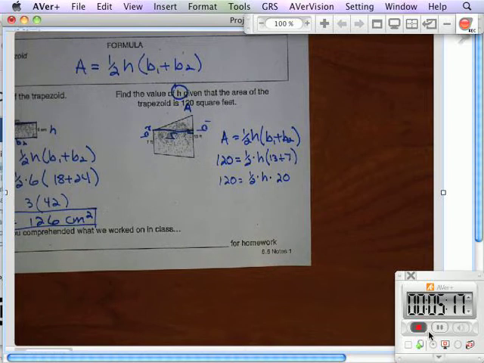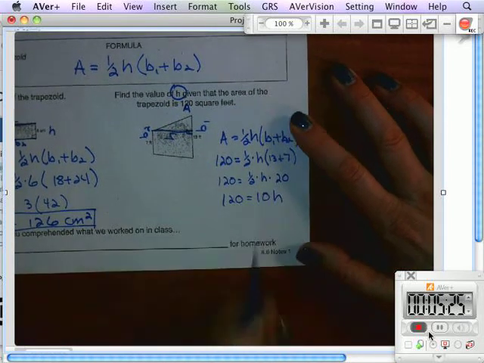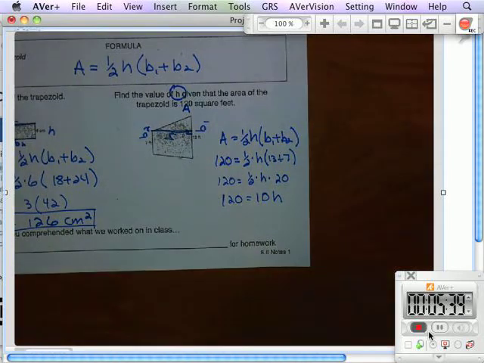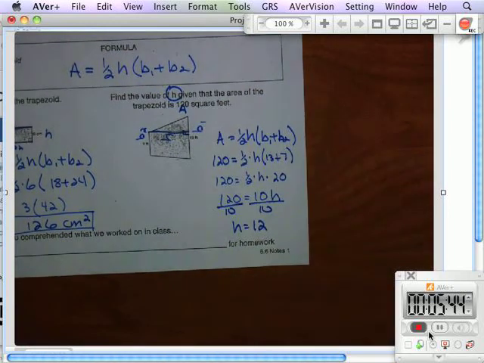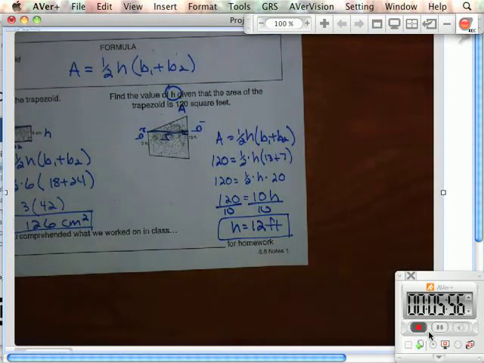It doesn't matter what order you do it in. So I'm going to take half of 20, and I'm going to write it as 10h. Don't be confused by the fact that I didn't put dots here. Doesn't it still mean multiply? Yeah. And now what do I do to finish this problem? Divide by 10. H is equal to 12. Don't leave it naked. 12 what? Feet, not feet squared. It's not area. It's just feet. Okay? So that's that one.